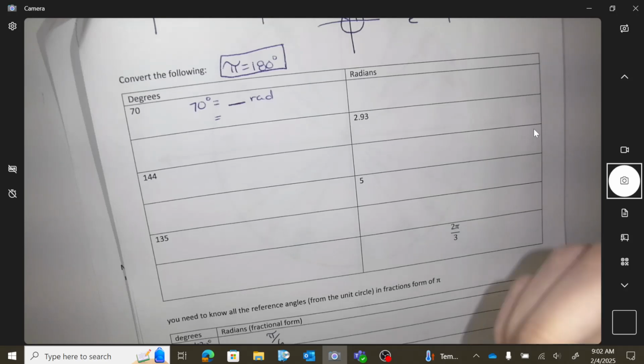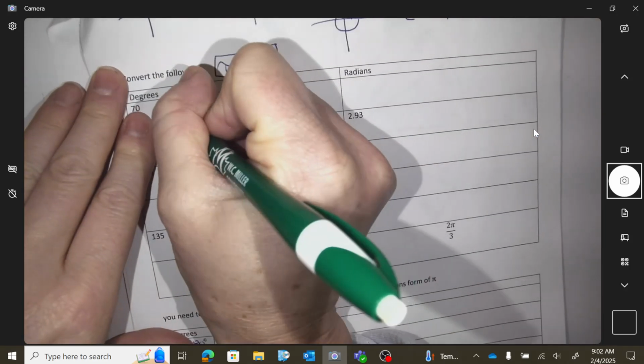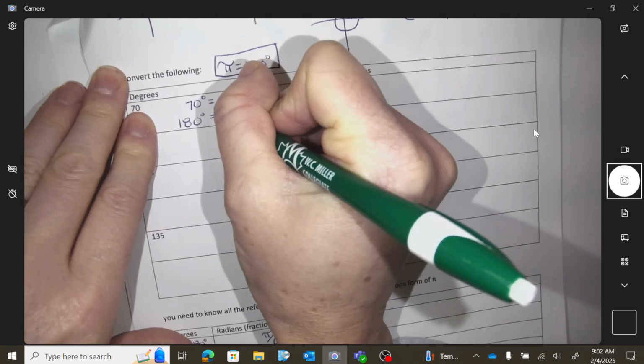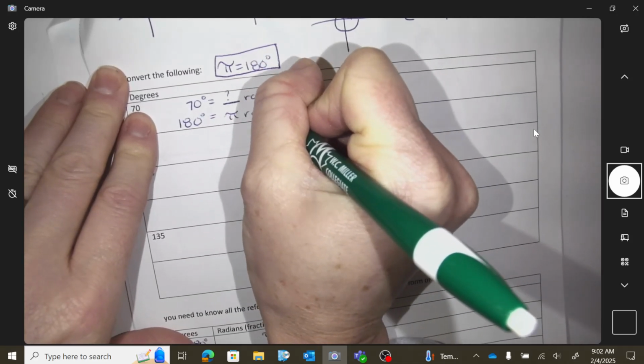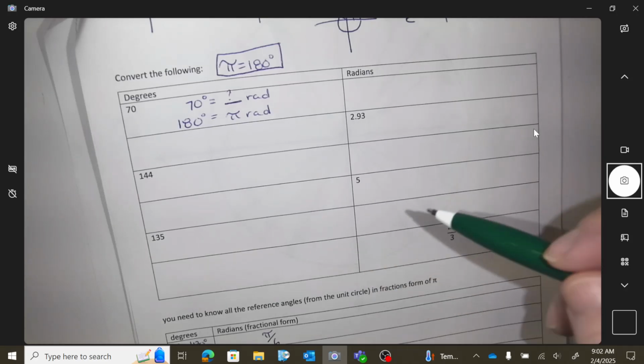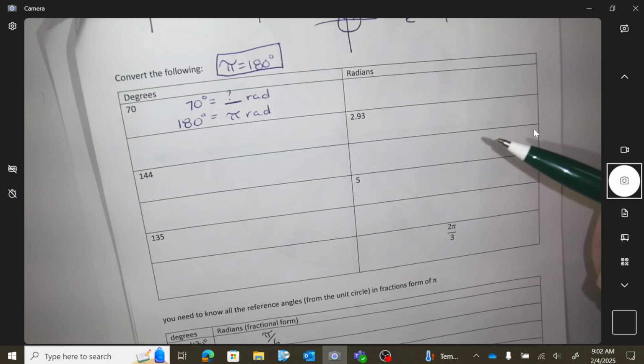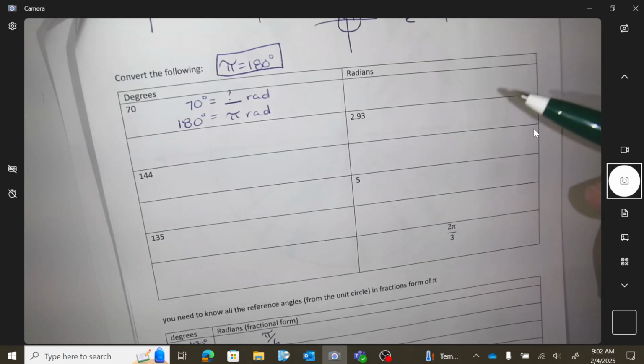That's kind of my question, right? And then what do I know? I know 180 degrees is pi radians. So how do we solve something like this? What's a good strategy? Anybody have? Starts with a C. Cross multiply.